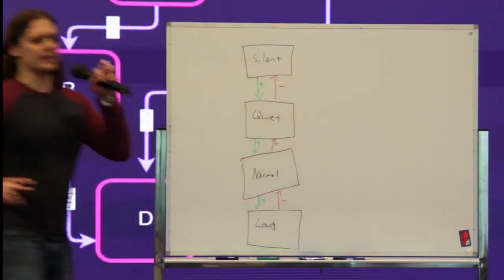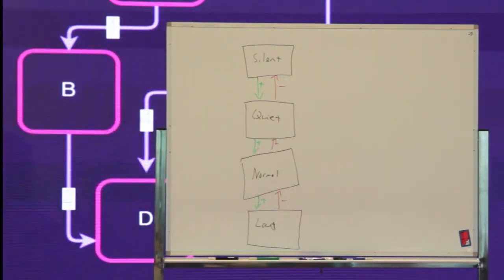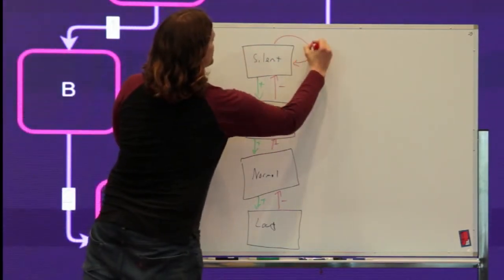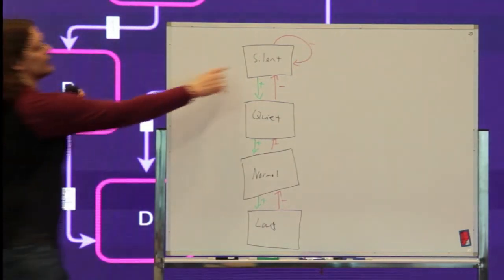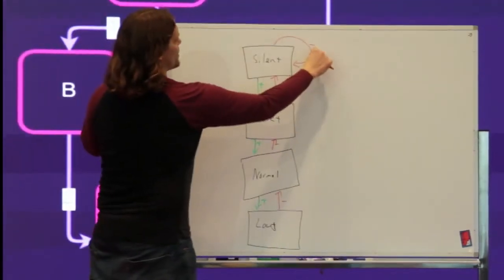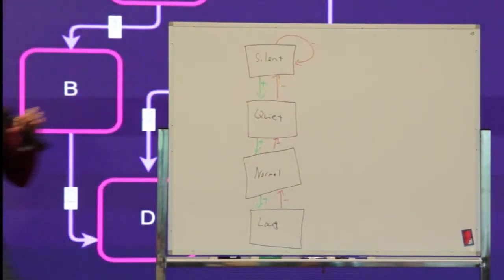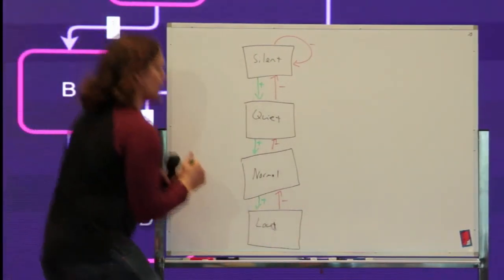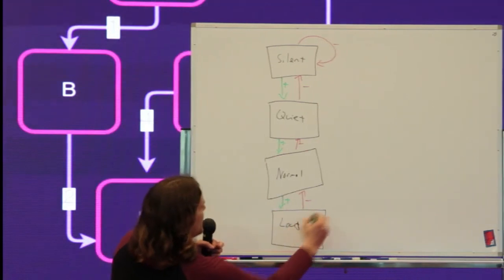Okay, couple edge cases. What if I'm in silent and I say quieter? Very good. So the way we show that is like this. It's just a little cycle there. You started in silent, you press the quieter button, you're still in silent. It doesn't get any quieter than that. So, you know, probably infer we can do the same thing over here.